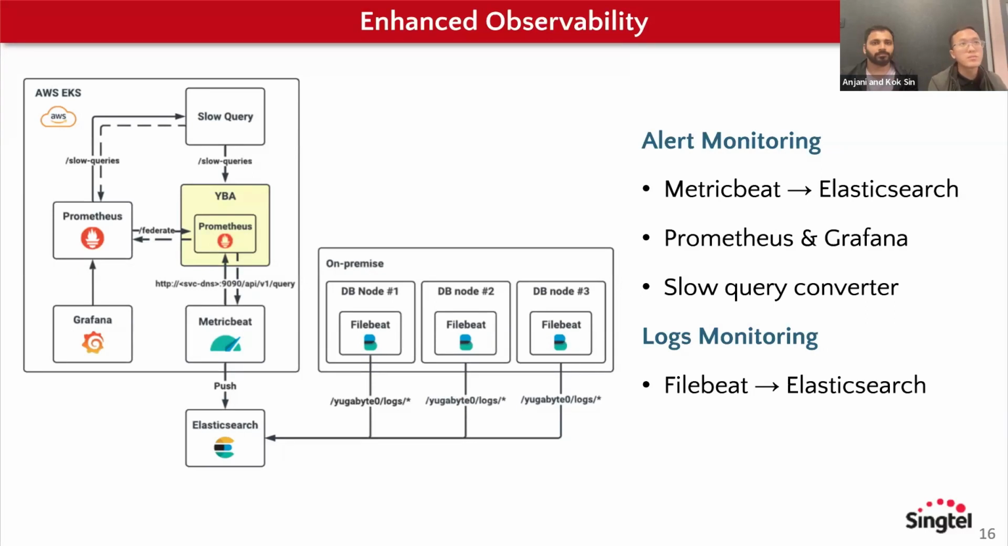On top of that, we deployed our custom Prometheus and Grafana for custom monitoring and alerts, and also a slow query exporter, which turns slow query responses from the console into Prometheus-compatible metrics. And this allows us to set up alerts for slow queries.